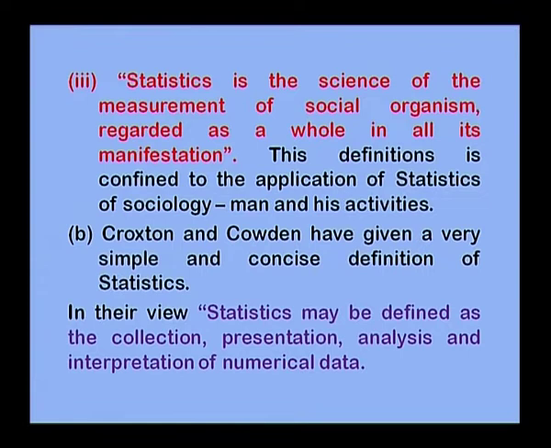Now these definitions have been given by Professor Bowley, and the second definition is a quite concise and complete definition, given by Professor Croxton and Cowden. In their view, statistics may be defined as the collection, presentation, analysis and interpretation of numerical data. Definitely this definition has covered different stages in statistical investigations.